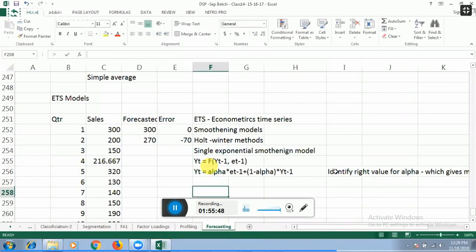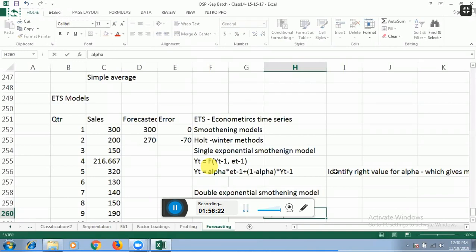So there is a double exponential smoothing model, where my yt is a function of yt minus 1 and yt minus 2, and et minus 1 and et minus 2. So that means my current value is a function of the previous 2 values and the previous 2 errors. And in this case, you will have 2 weights: one is alpha, one is beta.